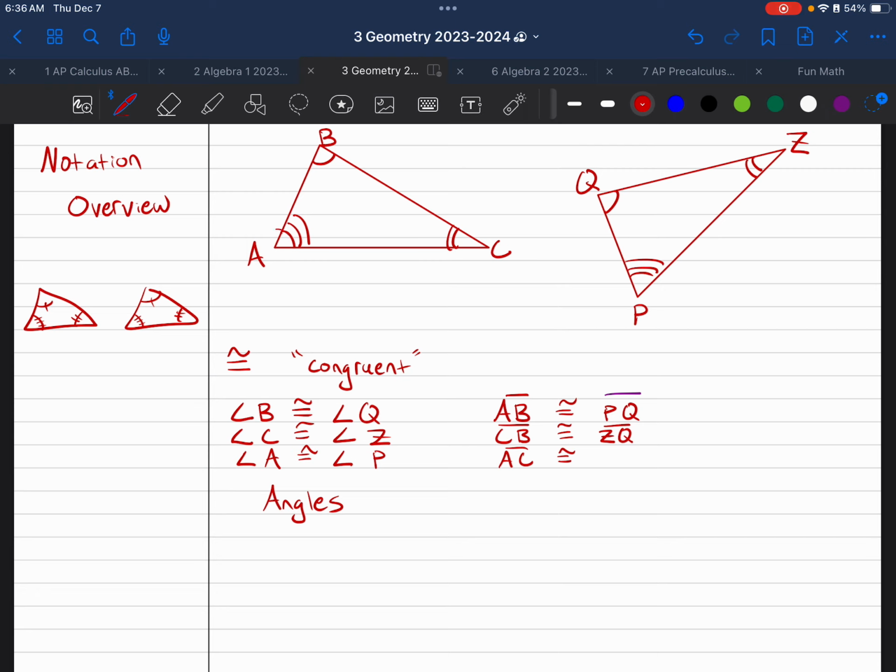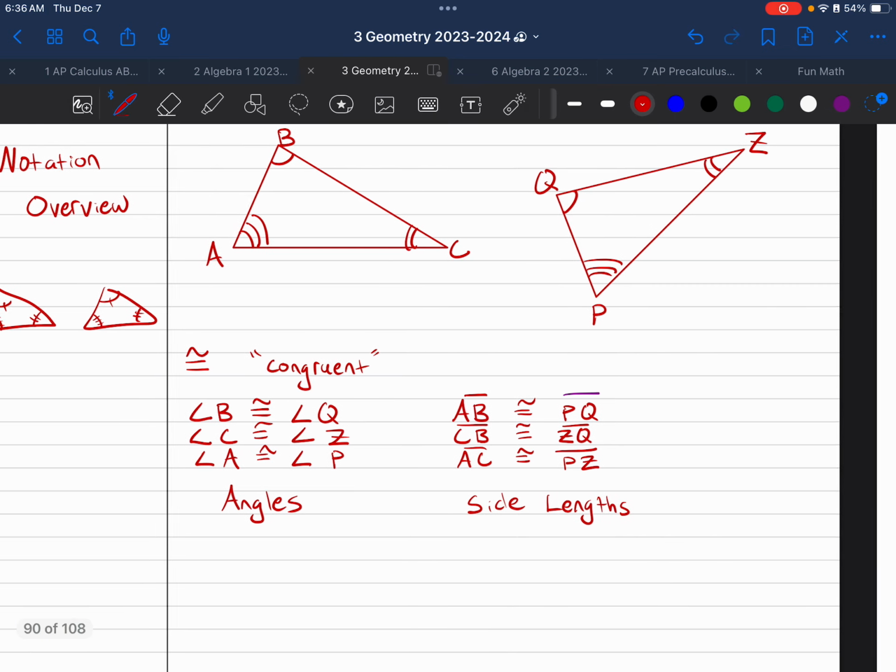AC went from 3 arcs to 2 arcs. So I'm going to go from 3 arcs to 2 arcs. I need to go PZ. So this one's going to be line segment PZ. So the order here matters, and that's how you do side lengths.